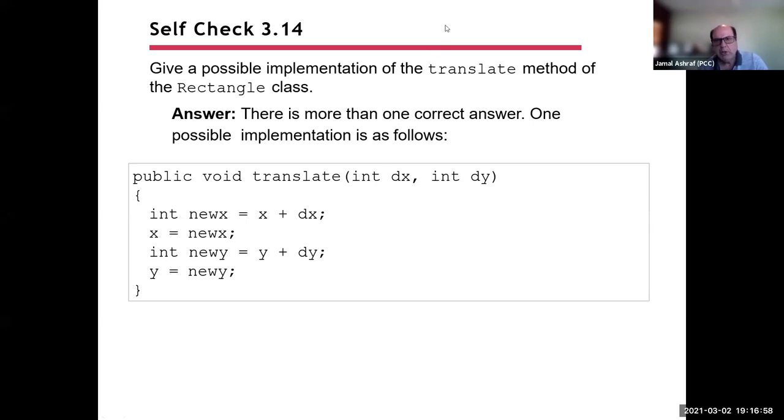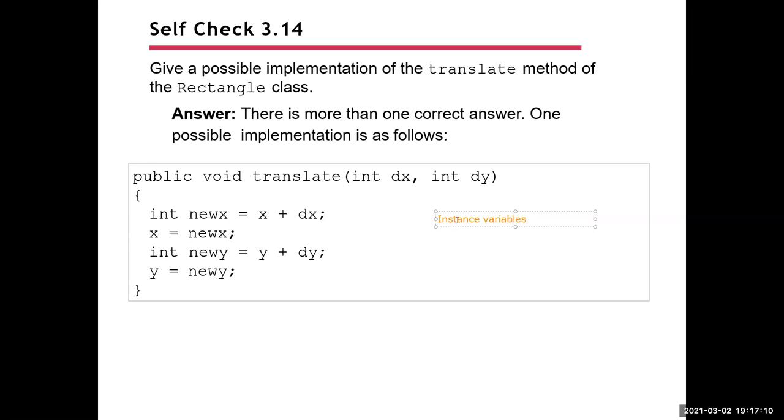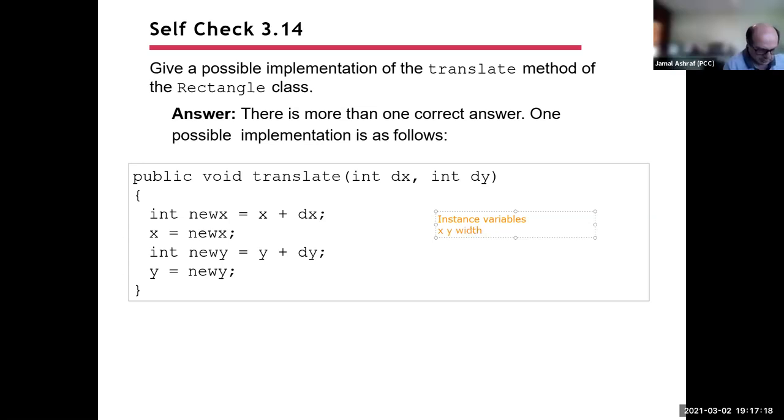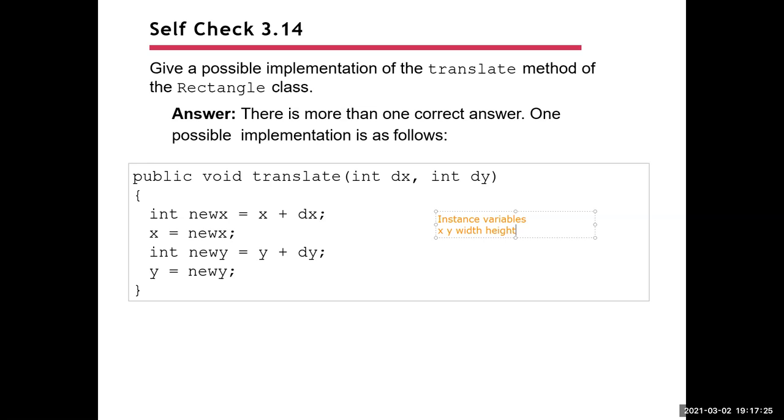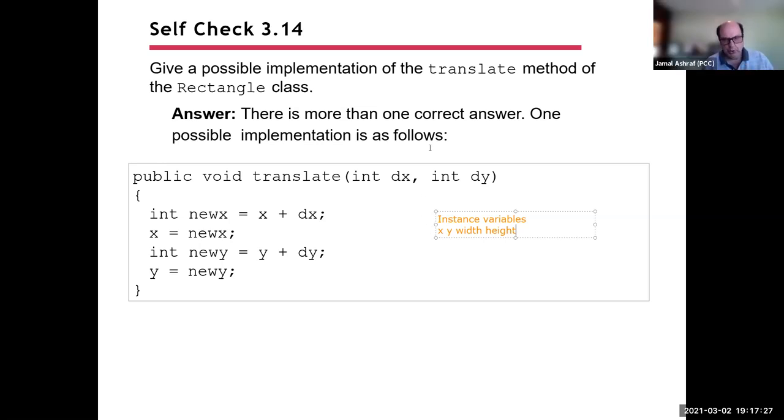All right, what do I have for my instance variables in this class, Rectangle? What are my instance variables? Is it newX and newY? No, instance variables: X and Y, width, and height. Those are my instance variables. Oh, so local variables are newX. So local variable, good. So my local variables are newX, newY.